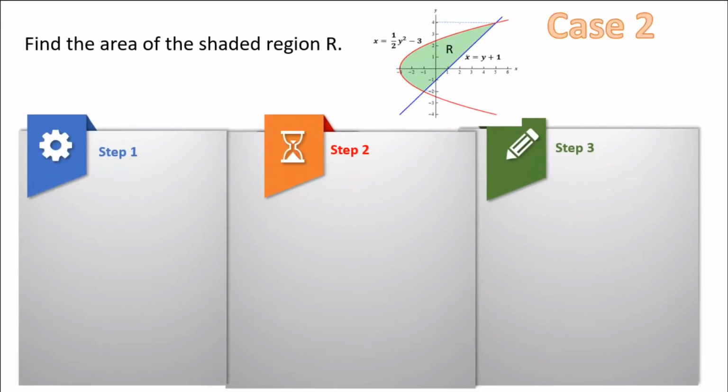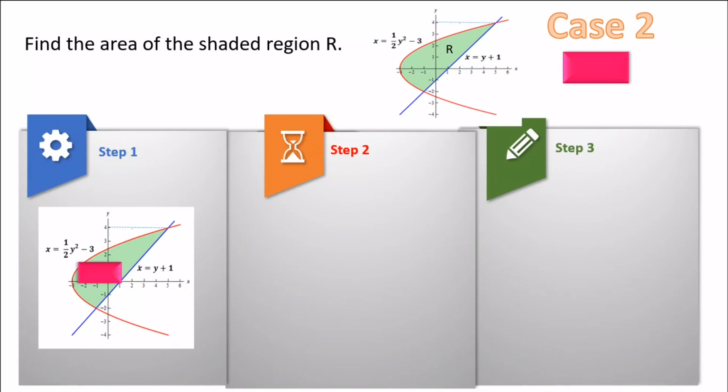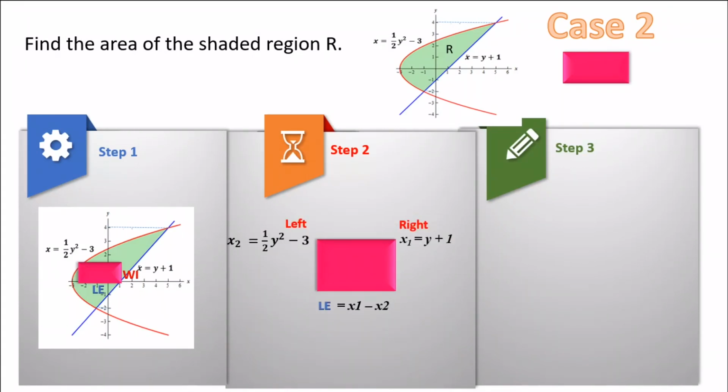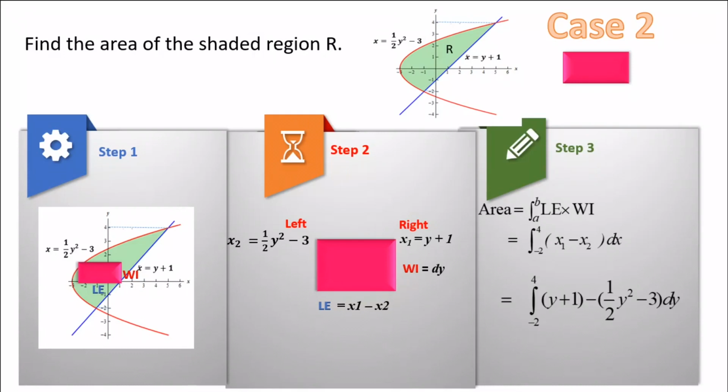Case 2, we have the horizontal Levy block for the y boundary. Step 1, we locate the Levy block horizontally. Step 2, we decide the function, length and width. Length is the right function subtracted by the left function. Width is dy. Step 3, we rewrite the formula for area as length times width. After that, we integrate the functions with respect to y and evaluate to get the area.